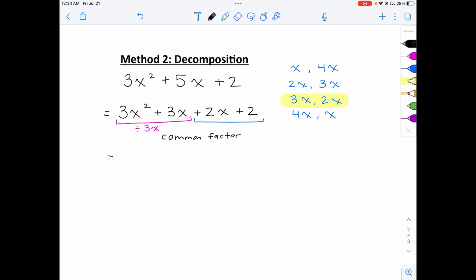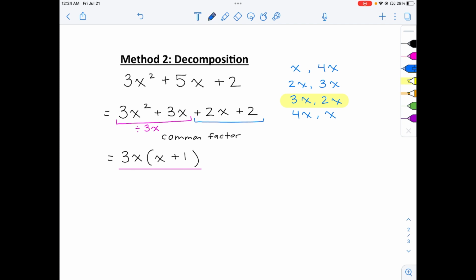And what that will look like is this. So when you common factor, you put the factor that you're dividing by out front, 3x. And then in the bracket, I should have 2 terms because there are 2 terms in that pair, the one that's underlined in pink. So 3x squared divided by 3x gives me x. 3x divided by 3x gives me 1. Okay, so that's what that first part is going to factor to. It looks like this.